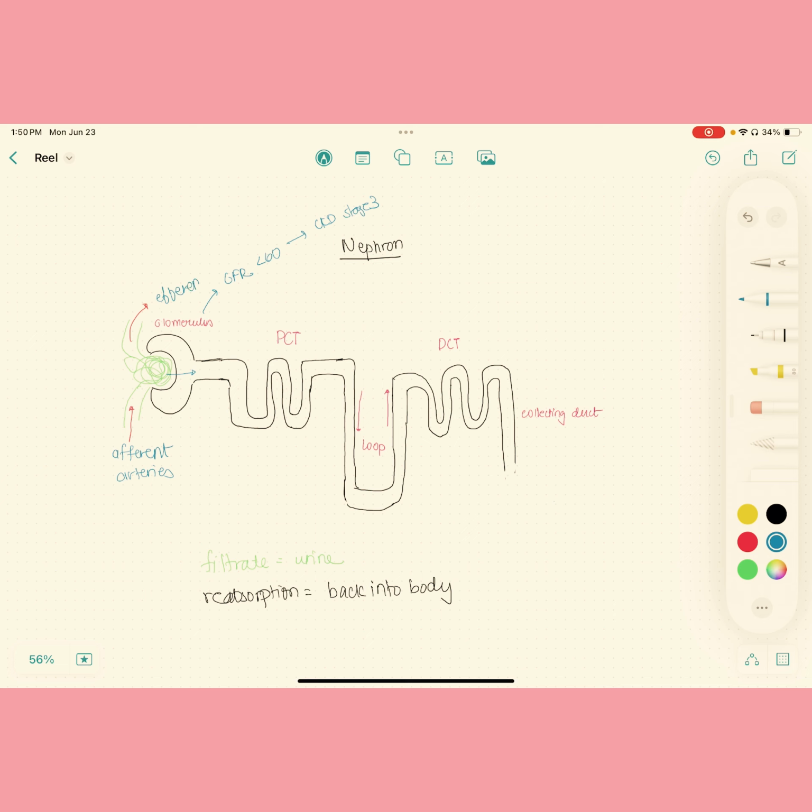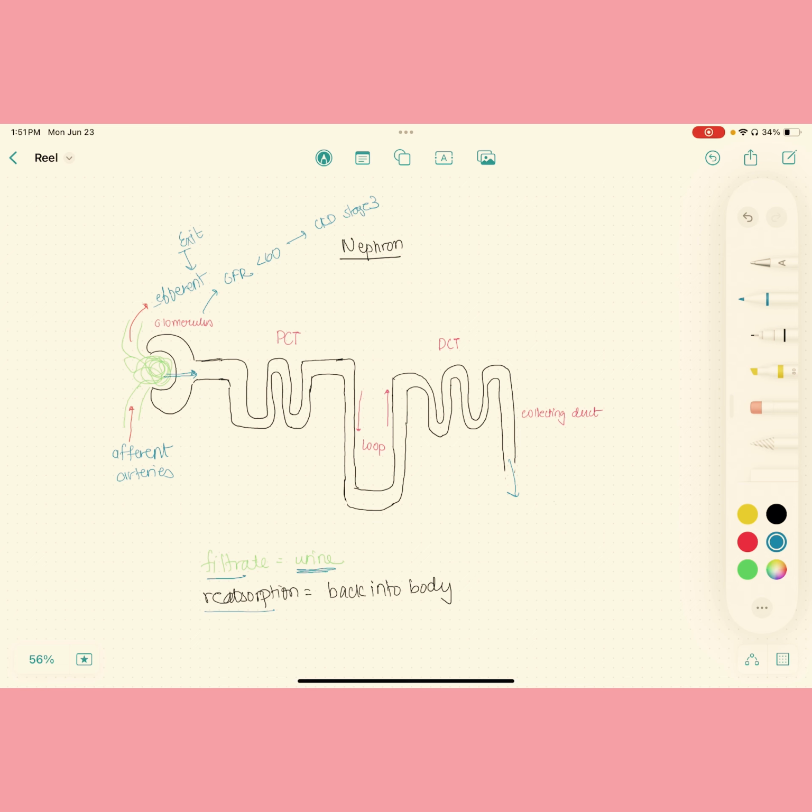Okay, your efferent arteriole is the artery that will take the blood away from the glomerulus back into the body. So E stands for exit, and it will take it back into the body. Anything that gets filtered through the glomerulus and enters the nephron is now going to become a filtrate, and it's going to become the urine, and it's going to be passed out of the body. Anything that is reabsorbed is going to go back into the body.